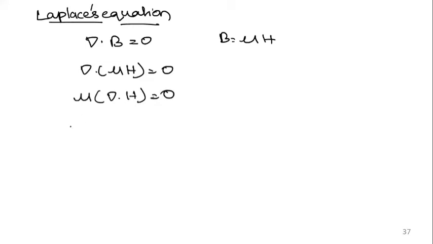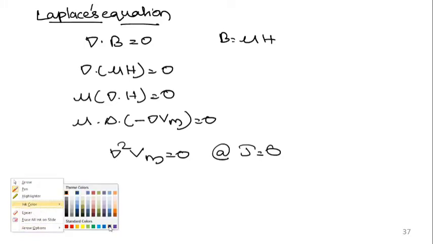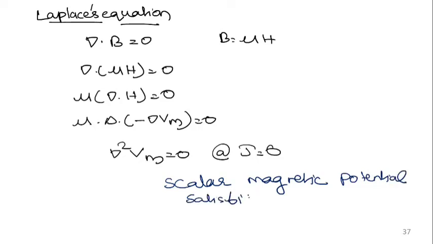So you know that H is equal to minus del Vm. So it will become mu into del dot minus del Vm is equal to 0. Then we can say that del square Vm is equal to 0 at J equal to 0. So what is the conclusion? We can say that the scalar magnetic potential satisfies Laplace's equation.